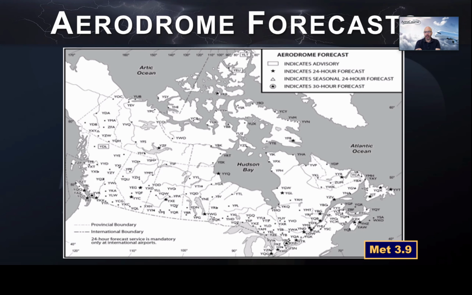TAFs. So this is in the AIM. This shows you a map of Canada and all the airports that issue area forecasts. Depending on which airport it is, they could have 12-hour TAFs, 24-hour TAFs, and two of the airports actually have 30-hour TAFs, Vancouver and Toronto, which are the busiest. So that depends on which airport you go to, you're going to get different lengths of TAFs.